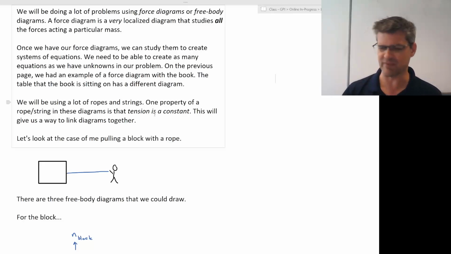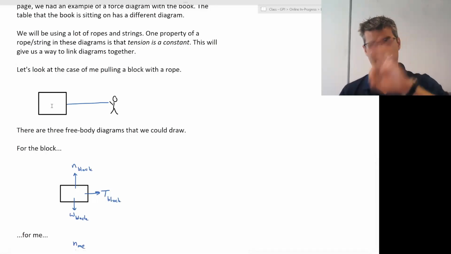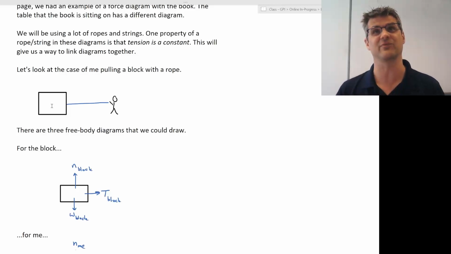So let's look at some case of me dragging along some block here. What does the free body diagram of a system like this look like? It turns out there are three objects in this diagram that I've put together, I suppose, for lack of a better word. There's the block, there's me, and there's the rope. And not all of these things are feeling the same forces. They may be feeling the same force magnitudes, but they're not feeling the same forces.